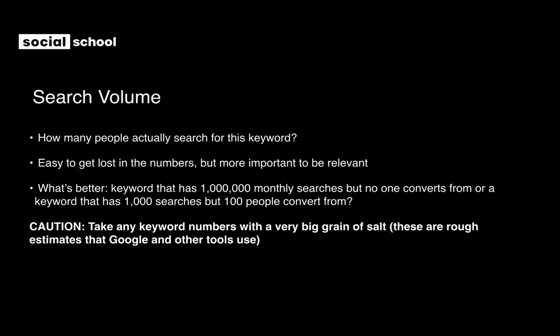So when you're doing research on any keyword tool, including Google's own tools, and it says this keyword has 10,000 searches a month, that is not an exact number and will never be an exact number. These are rough estimates that Google and other search tools bucket them into. So take those numbers with a very big grain of salt and use this more as a barometer to help you gut check your keyword, not as an exact numerical fact.